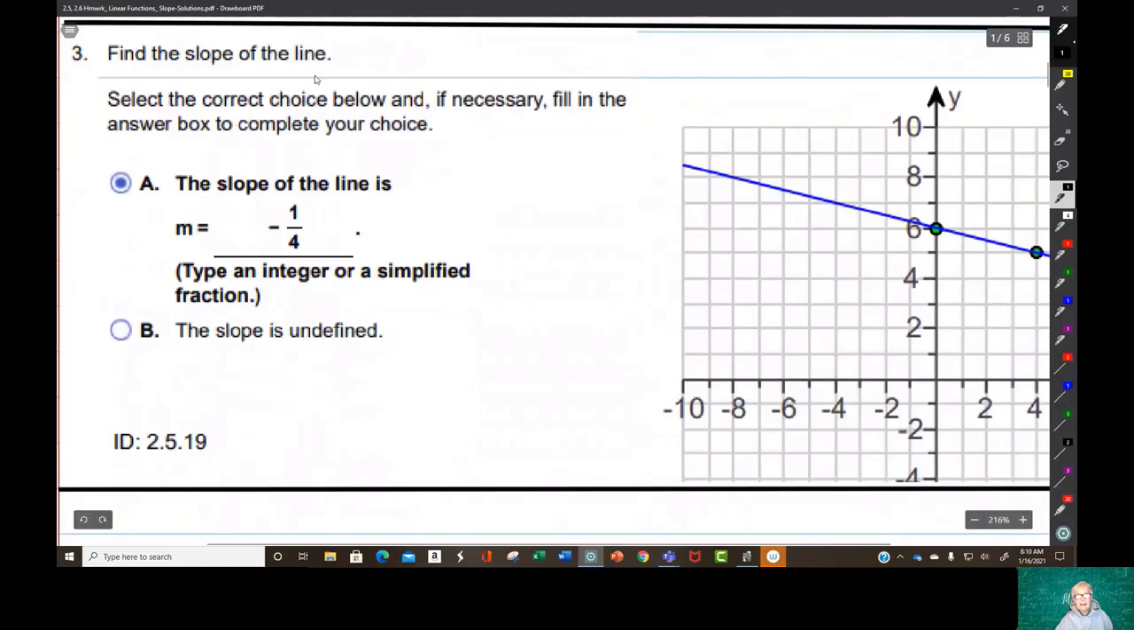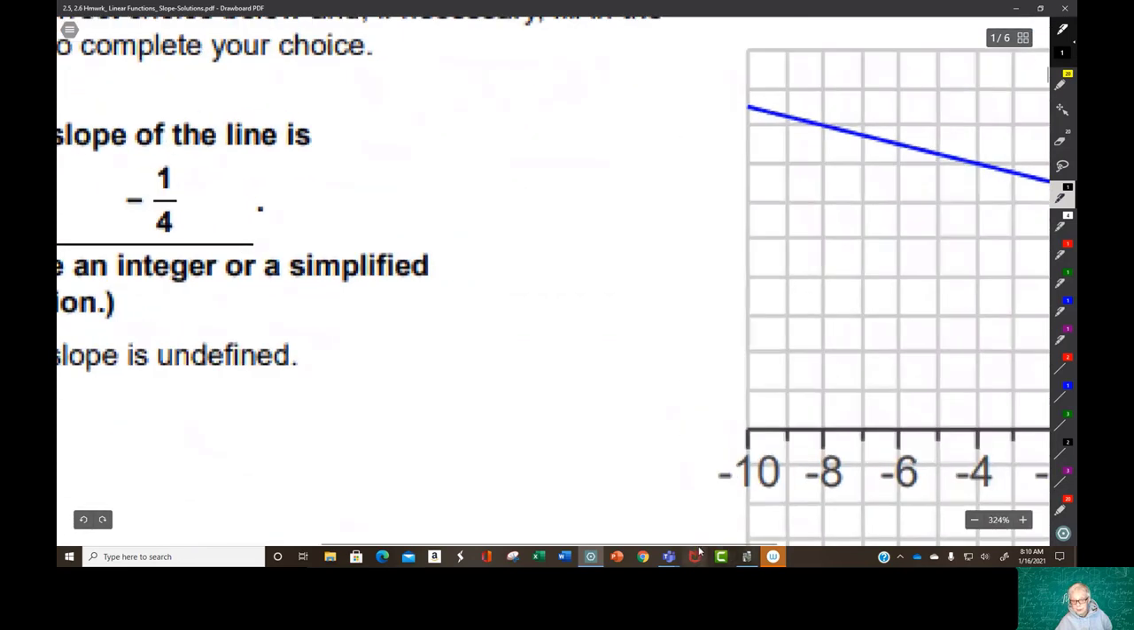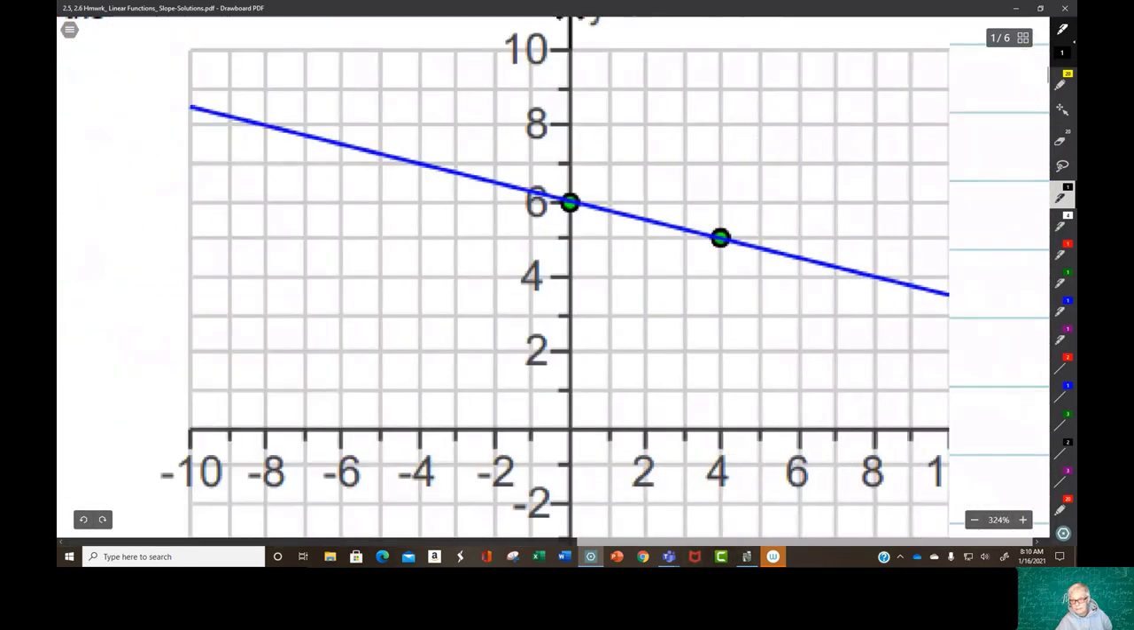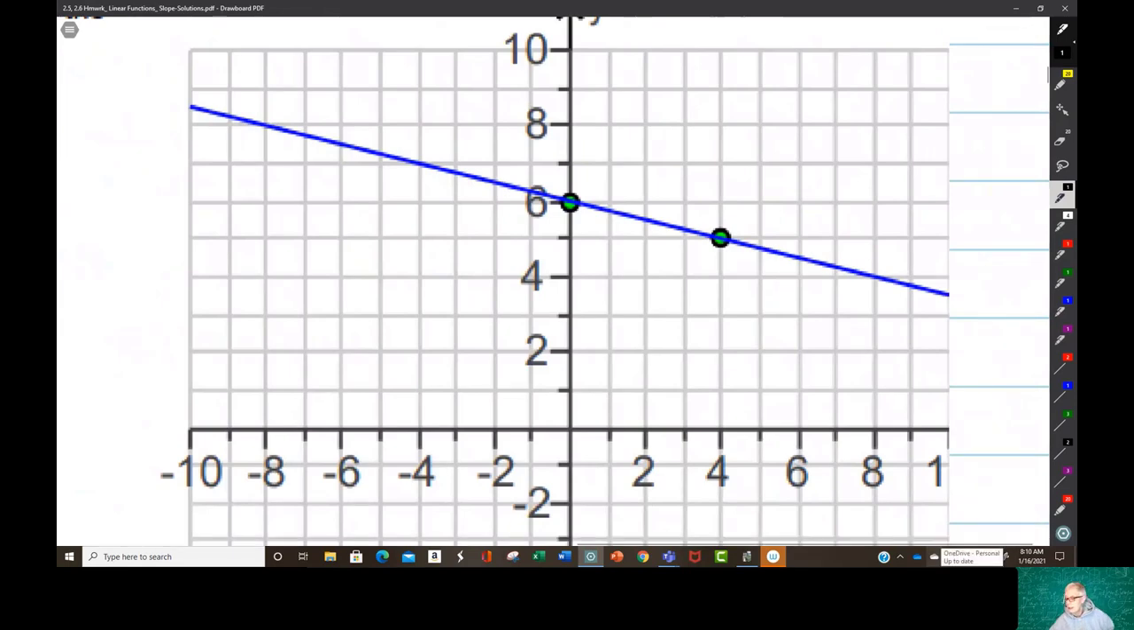Now we're being asked to find the slope of the line by looking at the line. So I'm going to go over there. Okay. What you do when you have a graph and you don't have an equation and you're being asked to find the slope is actually you have two choices. You can find what the point is. This point is (0, 6).